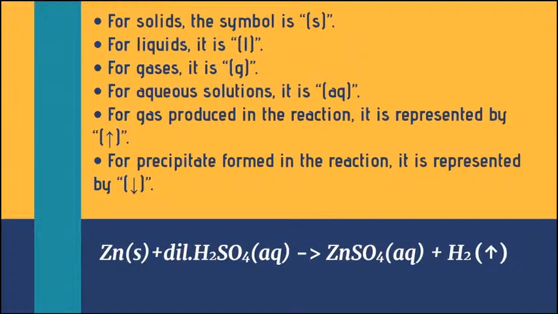And if we take the example that we have taken right before, Zn(s) represents that Zn is in the form of a solid. And dilute H2SO4(aq) represents that it is an aqueous solution. Then on the product side, we have ZnSO4, which is aqueous again, and H2 as the gas formed, which is being released from the reaction. So we try to get as much knowledge of the reaction as possible from the very small equation with the help of all this information.